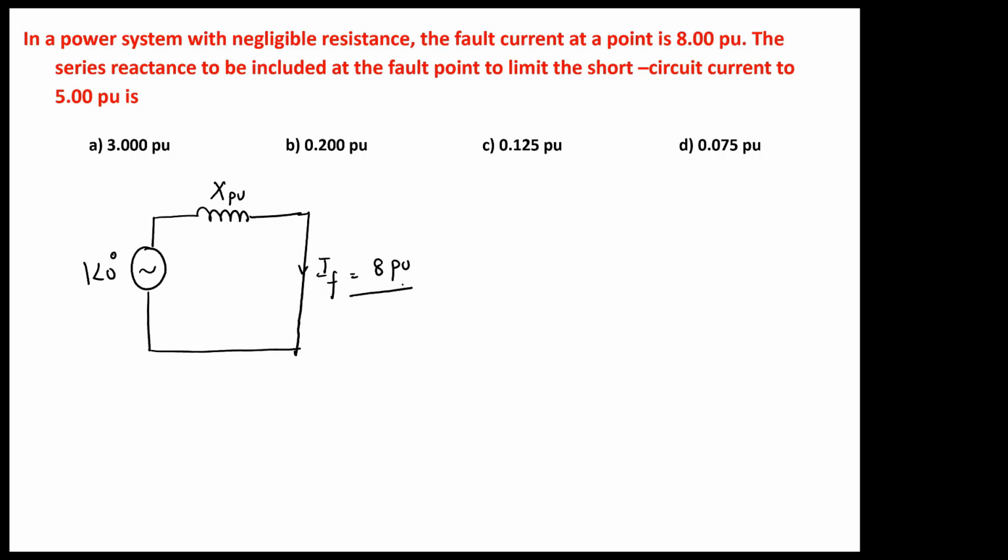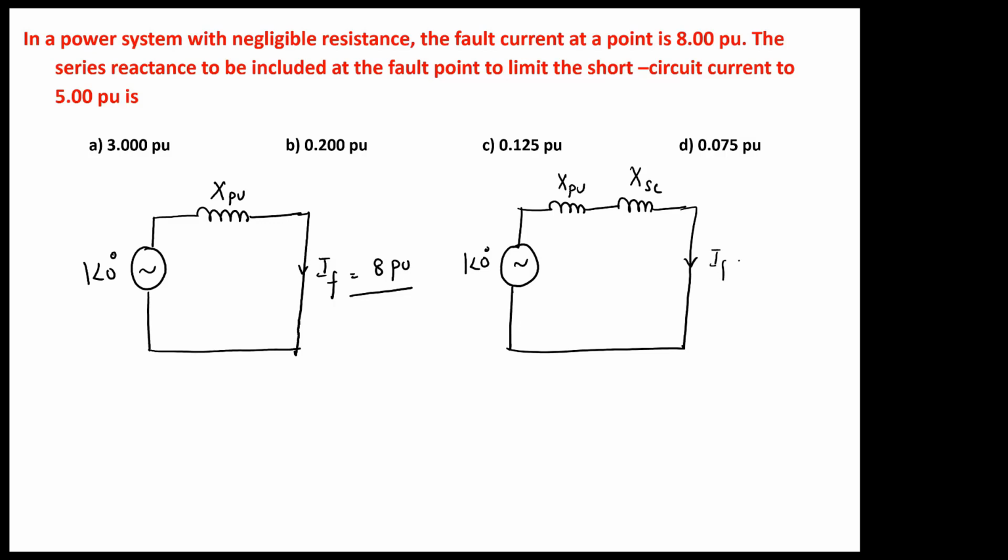In order to reduce the fault current to 5 per unit, he wants to connect one series reactance. So what is the value of that series reactance? That means he wants to make the system like this: 1 at an angle 0, this is the existing system after Thevenizing, with X per unit. I am adding one more series reactance so that my fault current becomes 5 per unit. Can you please tell me what that series reactance value is? That is the question.